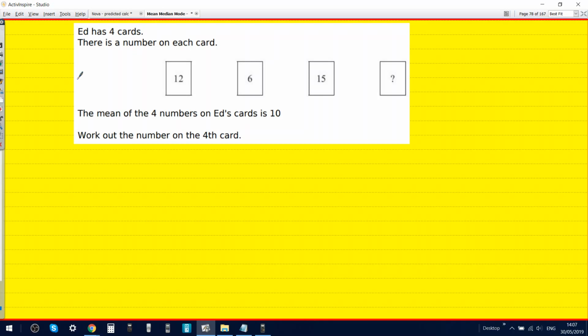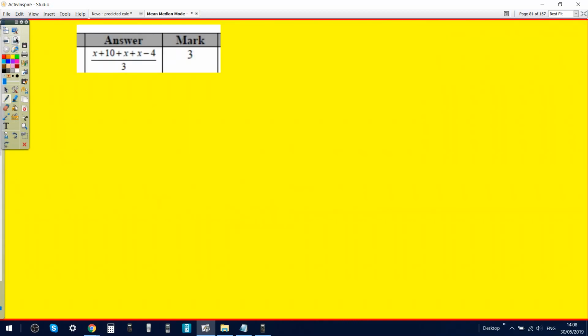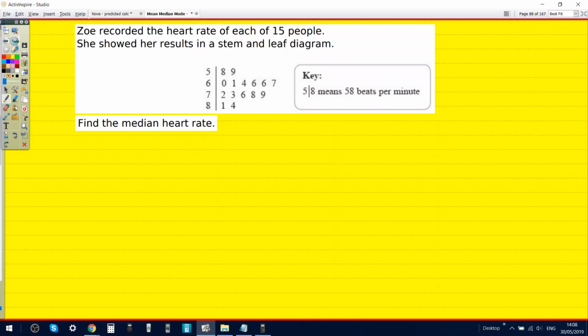Okay, so we've got divide by 4, so times 4. So it should add up to 40. Well done. So you just add up all the numbers. So we've got 12 plus 15 plus 6, which is 33. So that's 7. There you go. X equals 7. So those are just mean questions exclusively.